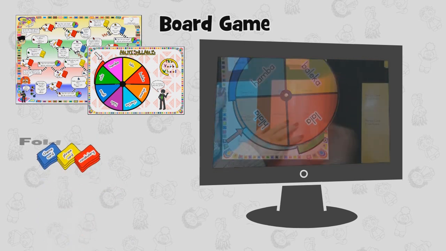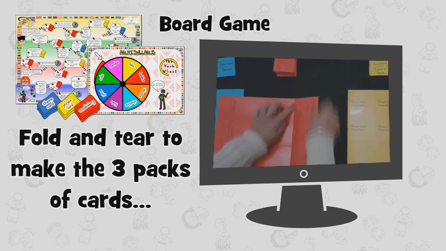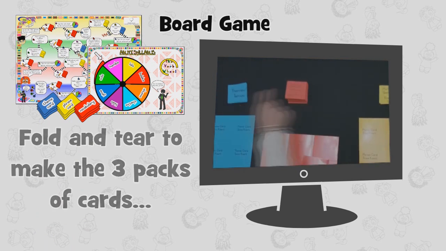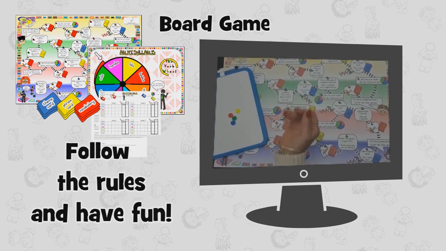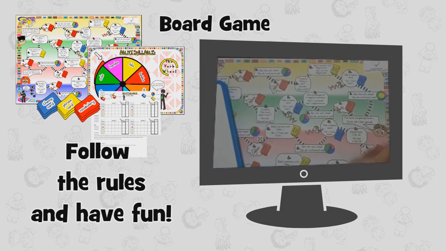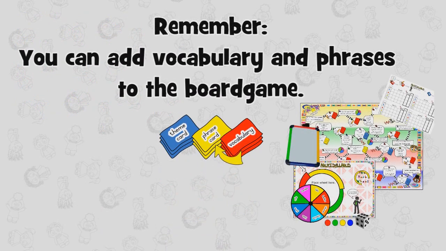Next, fold and tear the perforated sheets to make 3 packs of cards. Red for vocabulary, yellow for phrases, and blue for themes. Then, just follow the rules and have fun. Remember, you can keep adding vocabulary, phrases, and themes to the game as the students progress.